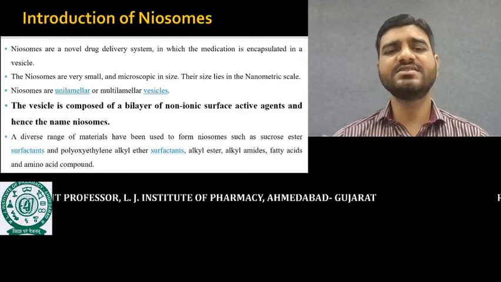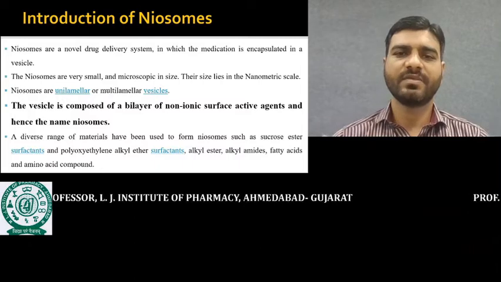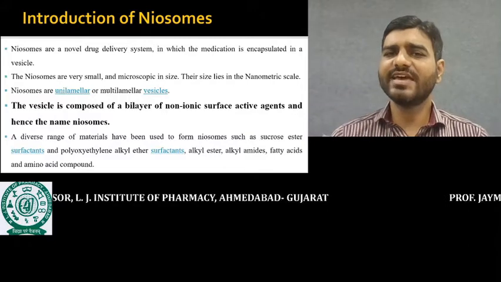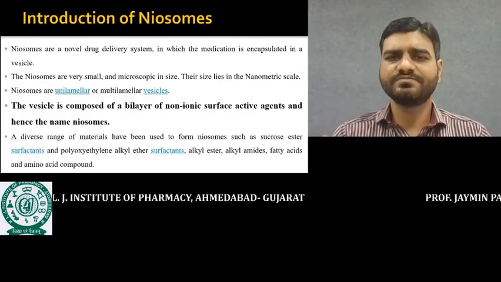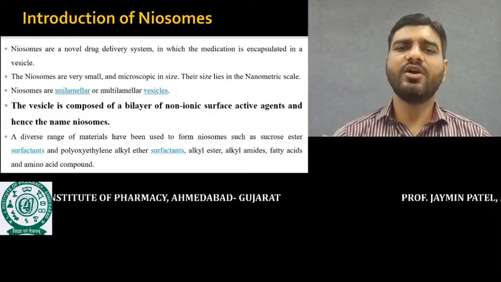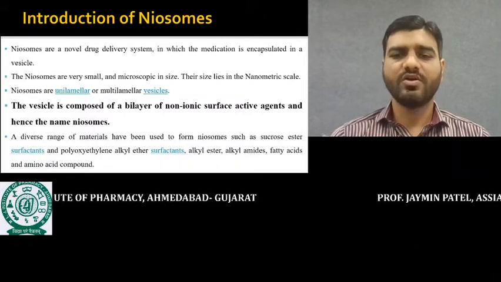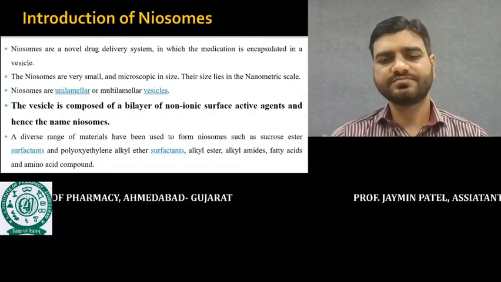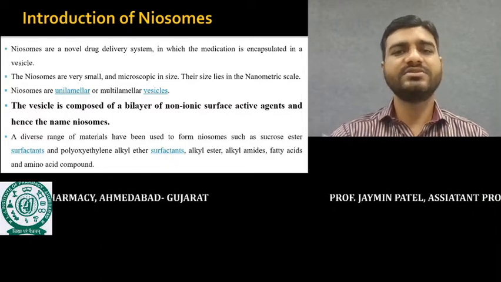Okay, so the vesicle is composed of a bilayer of non-ionic surface active agent. So instead of the phospholipid we use the non-ionic surfactant. If we check the structure of the phospholipid and non-ionic surfactant, both structures are almost the same: hydrophilic head and lipophilic tail. So the only change is that instead of phospholipid we use non-ionic surfactant. We can use surfactants like polyoxyethylene alkyl ether, alkyl esters, alkyl amides, fatty acids, amino acid compounds.